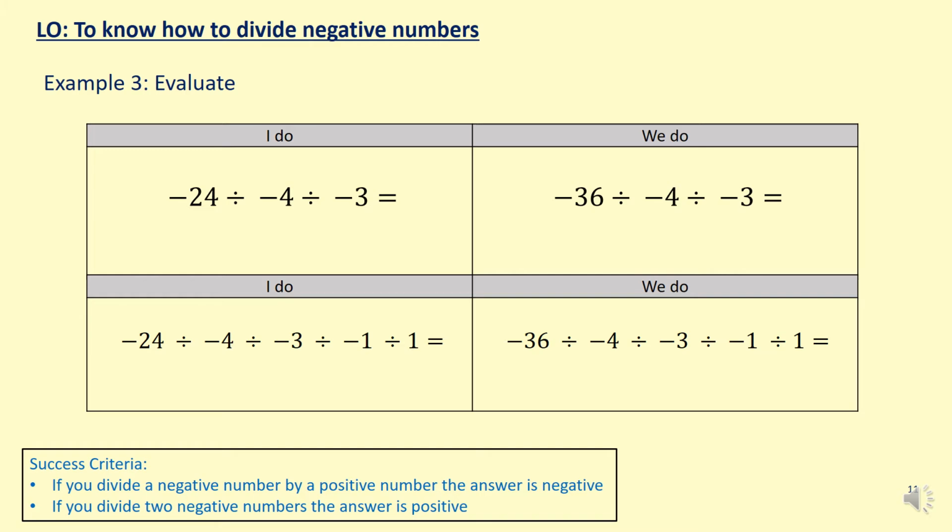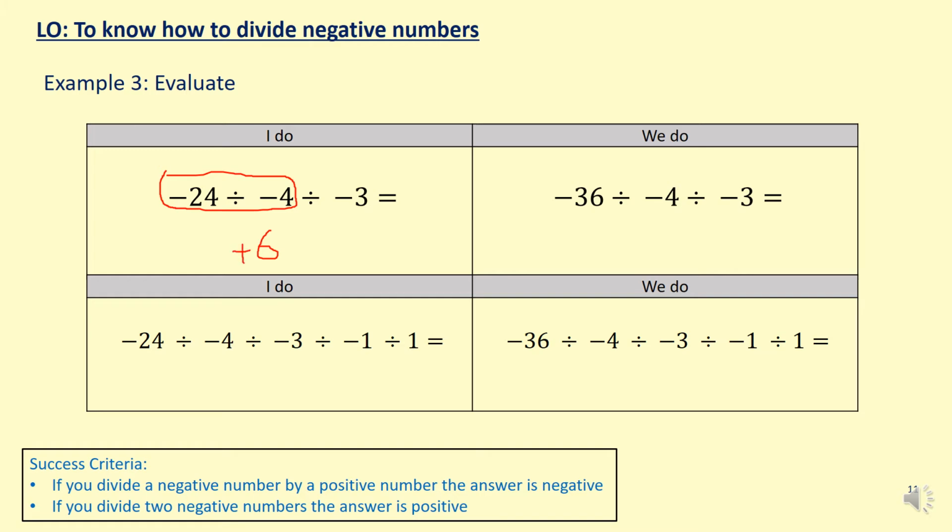Again, more examples. The same as multiplication, when you have more than 2 divisions, 3, 4 or more, it doesn't matter. You start with the first 2. So I start with the first 2. I have 24 divided by 4, which I know is 6. Then negative divided by negative makes the answer positive.